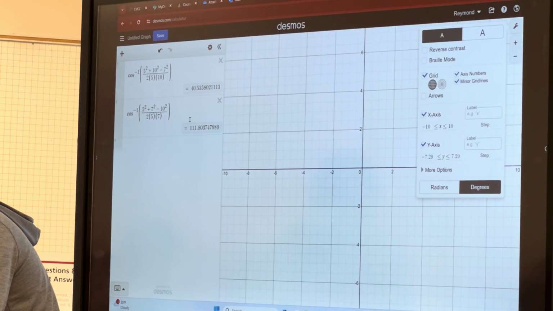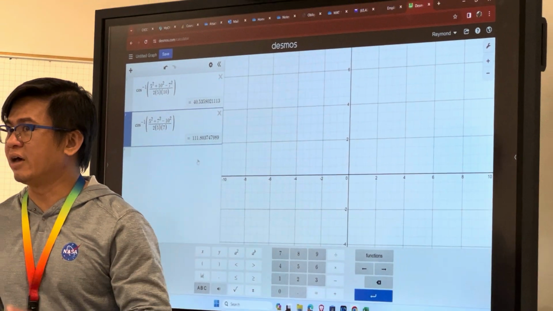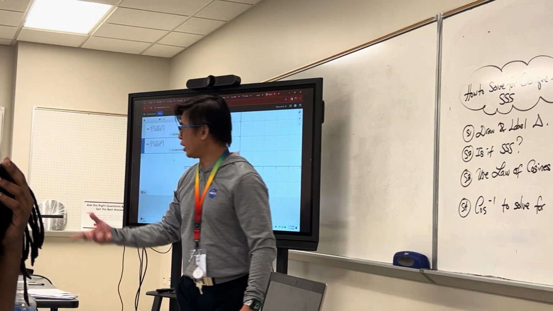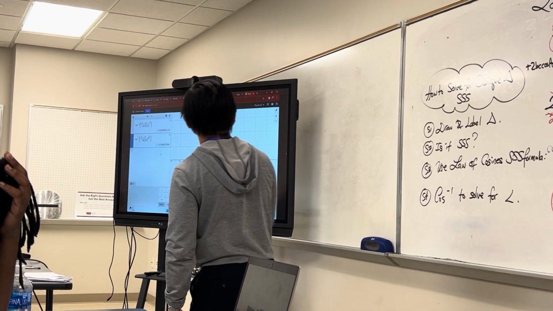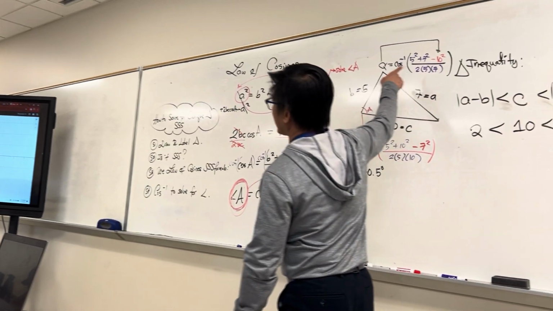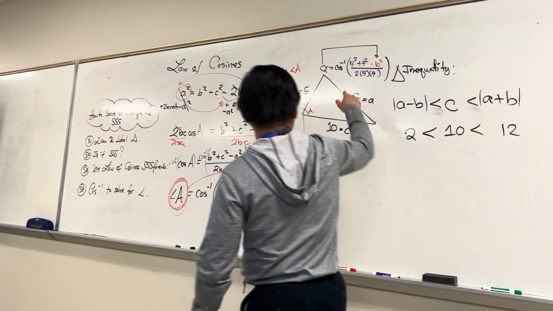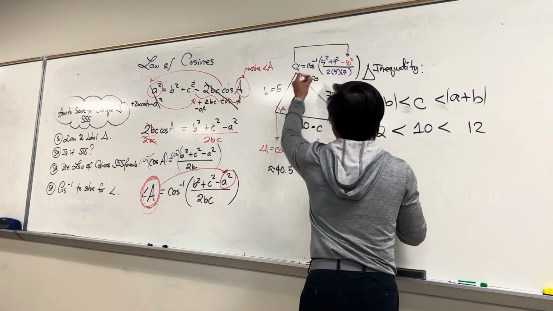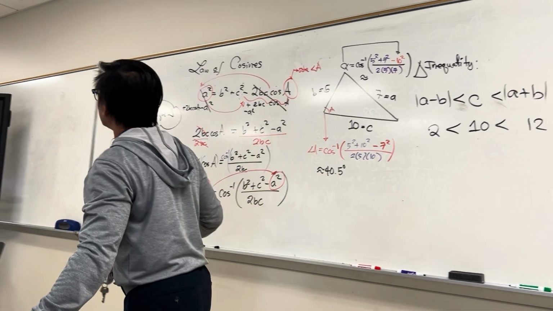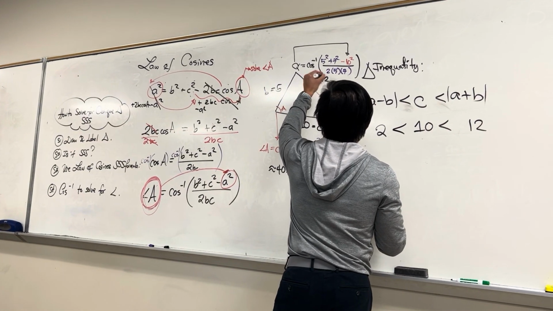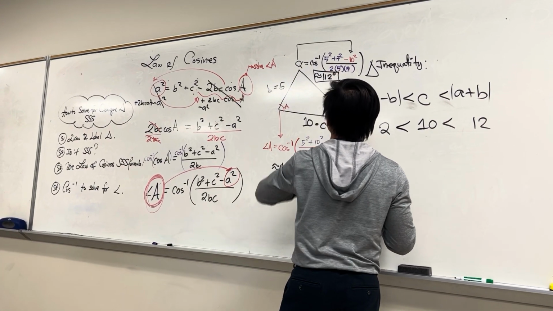How much did you get? 111.8 degrees, right? So in short, 112. So that's your angle C, right? 5, 7 minus 10 all over 2, 5, 7. So in here, we can put approximately 112. That is angle C.